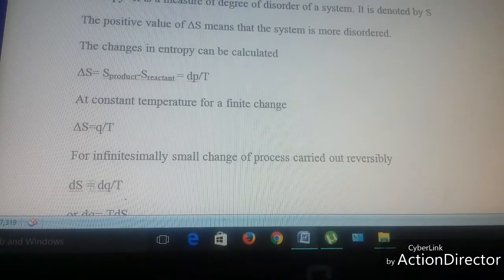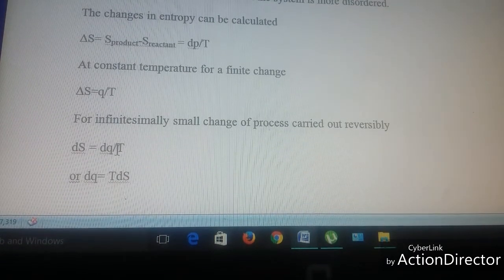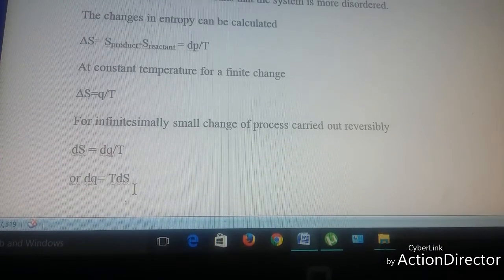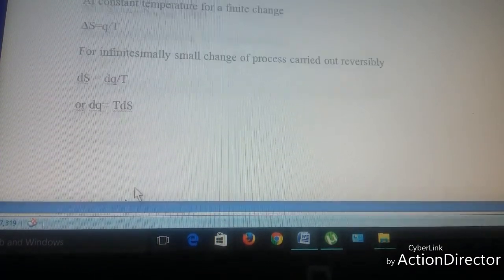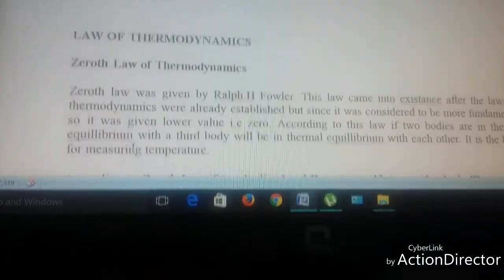So change in entropy will be equal to dQ by T, or dQ will be equal to this. If you cross multiply, that will go here, that will be TdS. Now let us come to the laws of thermodynamics.